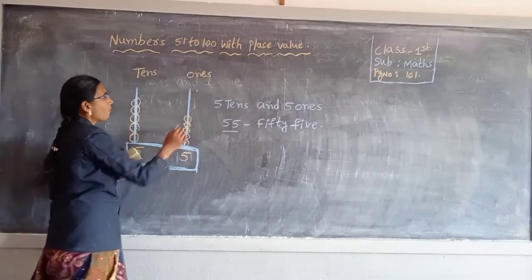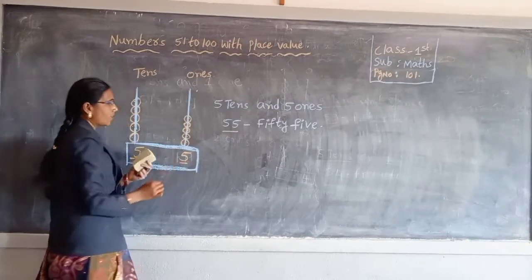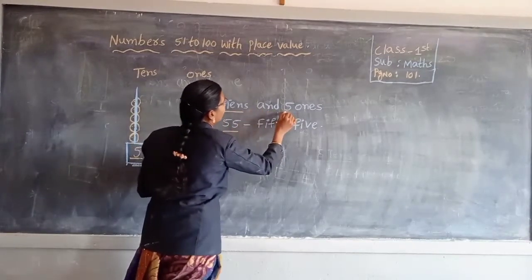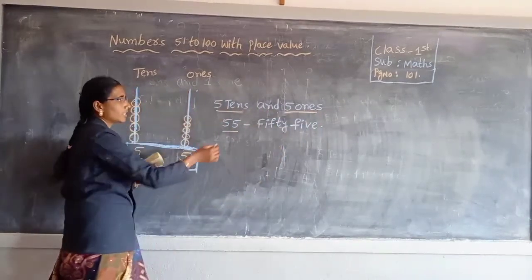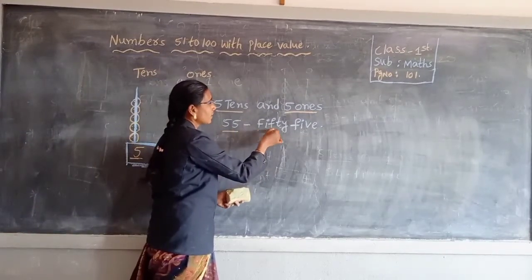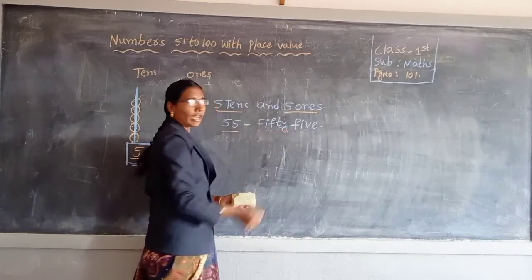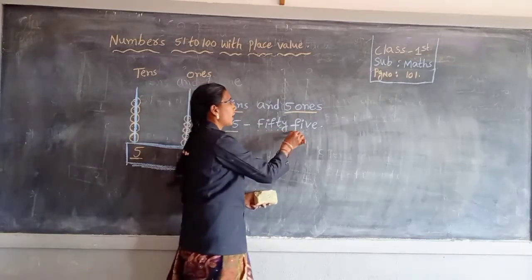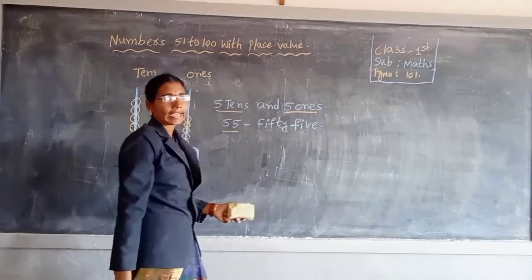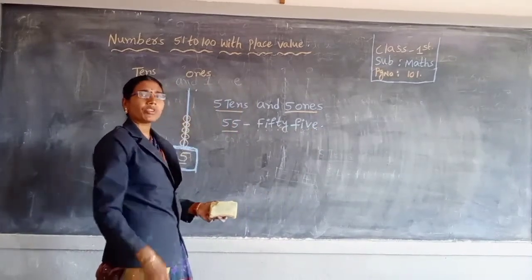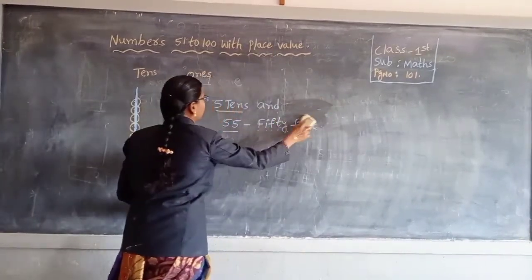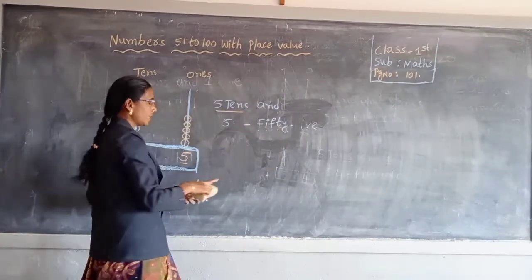So 5. 5 tens. And ones. How many ones do you have? 5. 5 tens and 5 ones is 55. F-I-F-T-Y, 50. F-I-V-E, 5. 55. 55 comes after which number? Yes. 56.